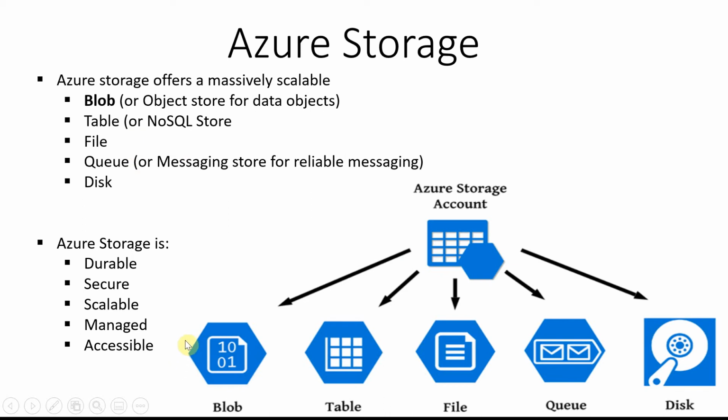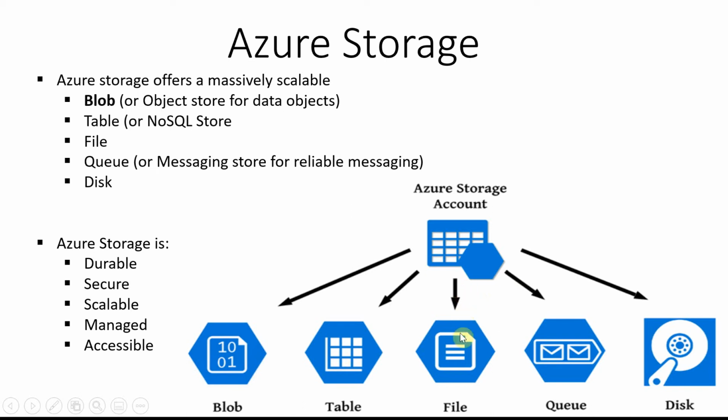In the last session we saw the blob. Primarily it is an object storage for data objects, which is similar to AWS S3. In addition, if you're looking for a NoSQL kind of setup, you can go for table. Table storage is meant for a NoSQL key-value pair requirement, like a JSON file you want to store. So you can use table, which is a NoSQL store.